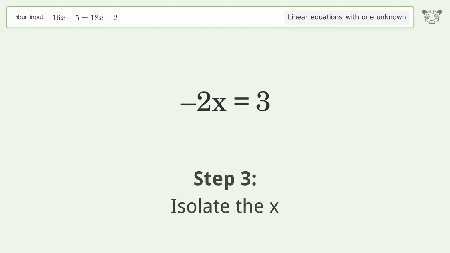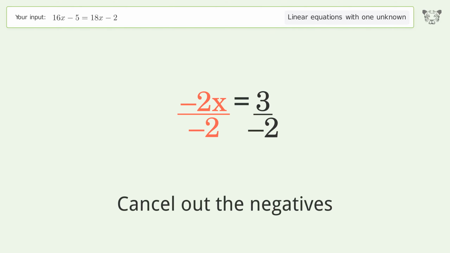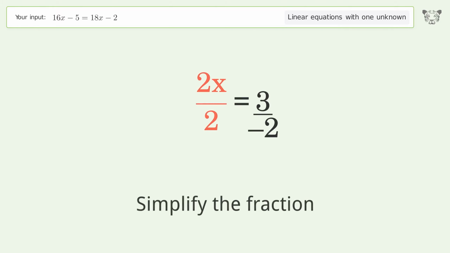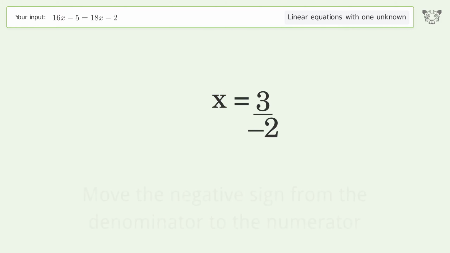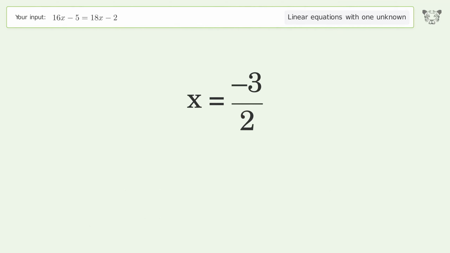Isolate the x. Divide both sides by -2. Cancel out the negatives. Simplify the fraction. Move the negative sign from the denominator to the numerator. And so the final result is x equals -3/2.